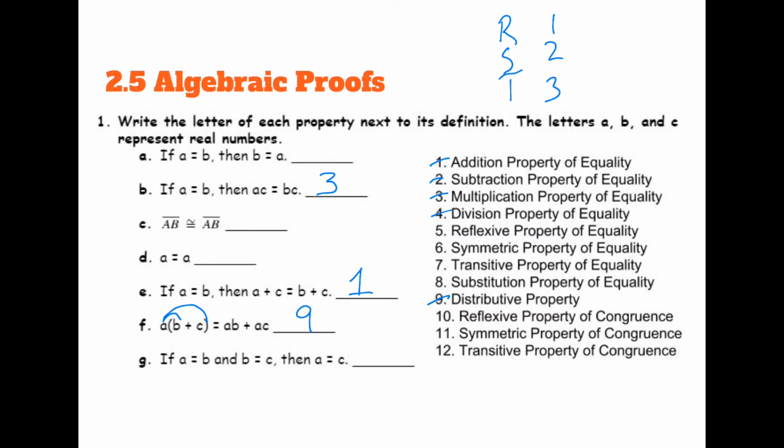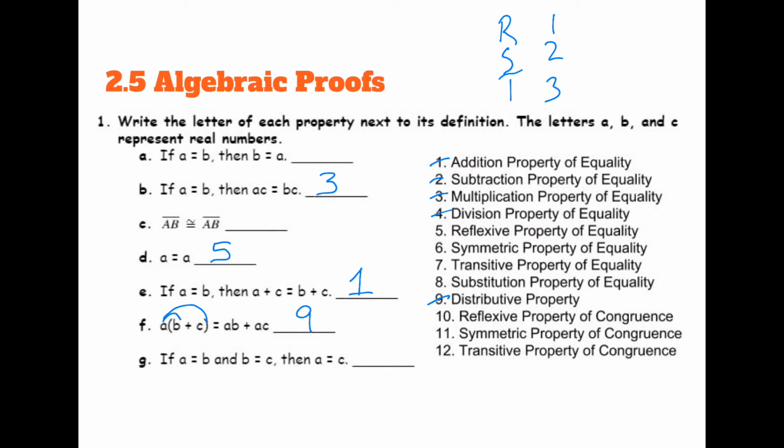So reflexive property is going to compare one geometric object or one thing. The symmetric property is going to compare 2 things, and the transitive property is going to compare 3 or more. So when I look at D, I see A equals A, right? A is the same thing, so that's going to compare just one thing. And because there's an equal sign, we have the reflexive property of equality right here.